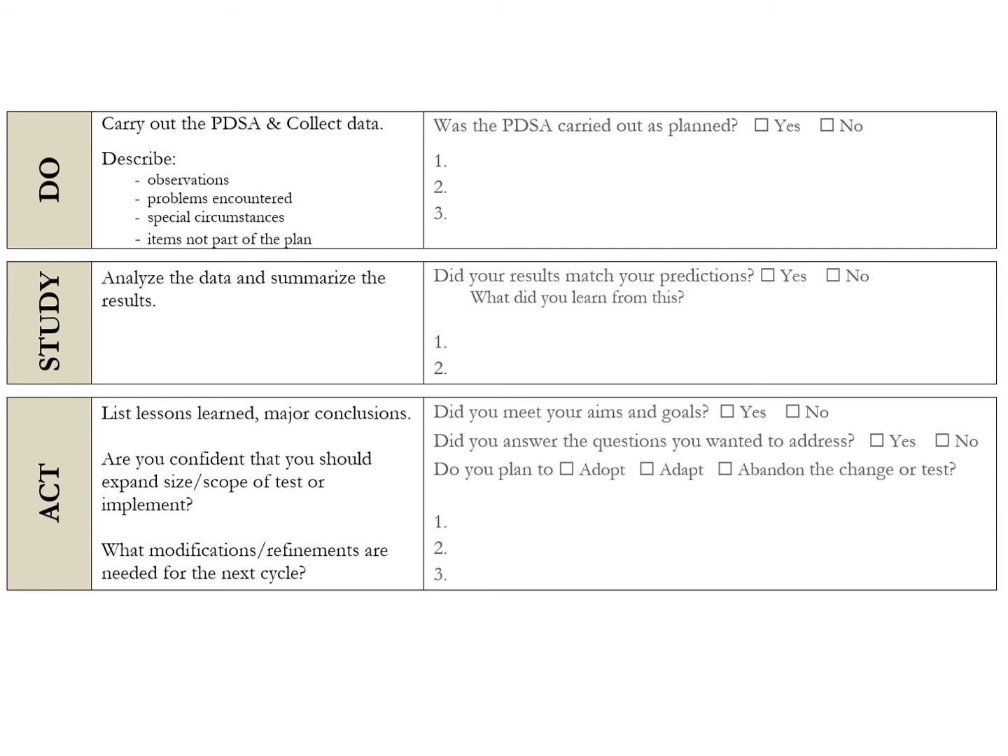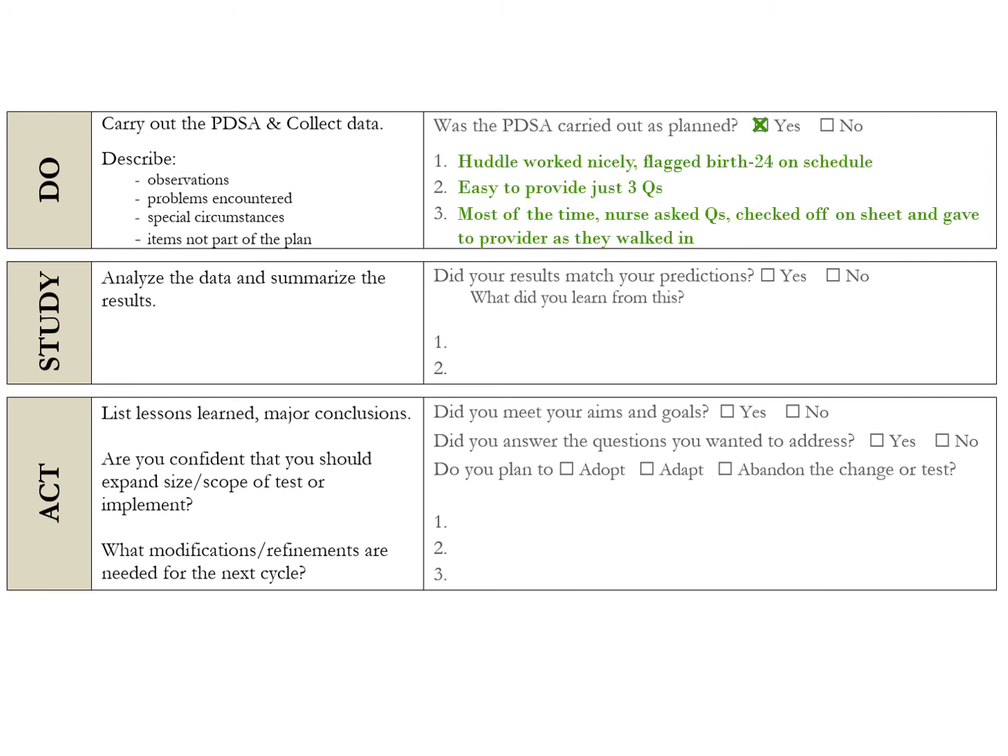You've predicted what you thought was going to happen, you've outlined a plan, you have some data collection process in place, and have moved on to see how this works within the practice. The do phase, first, did it happen as planned? Yes or no? And then what happened? What did you observe? Were there any special circumstances, things that weren't part of the plan?